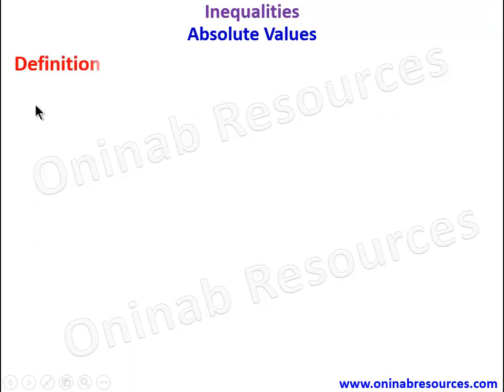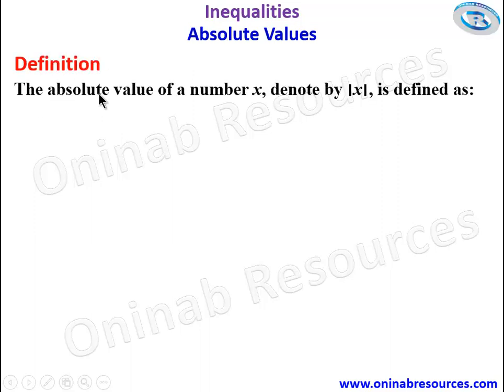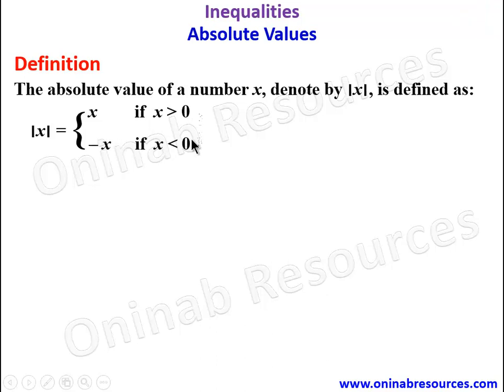So we start with the definition. The absolute value of a number x, denoted by modulus of x, is defined as: modulus of x is equal to x if x is greater than 0, and negative x if x is less than 0. On a normal good day, the absolute value of a number is returning the positive value of the number.